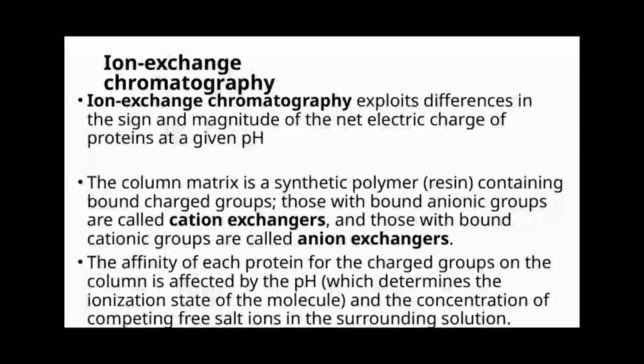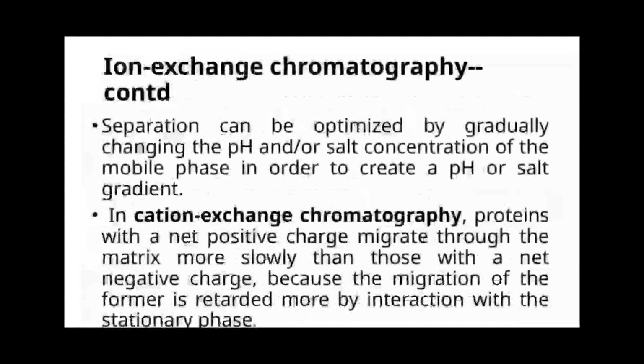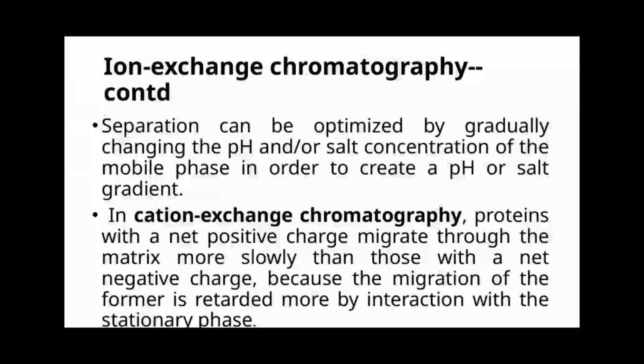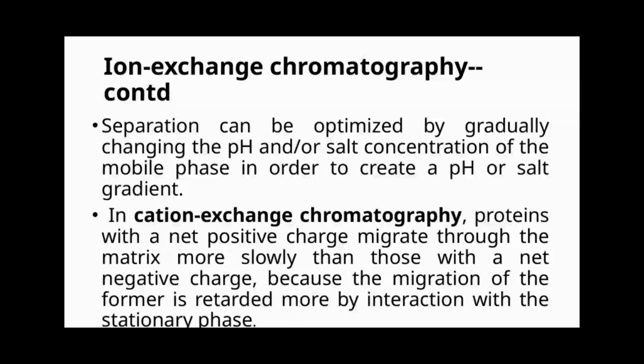Separation can be optimized by gradually changing the pH and/or salt concentration of the mobile phase, which creates what's called a pH or salt gradient. This gradual change helps us better separate proteins based on their unique properties. In cation exchange chromatography, proteins that carry a net positive charge tend to migrate through the matrix more slowly than those with a net negative charge. That's because the positively charged proteins interact more strongly with the stationary phase, which slows them down.